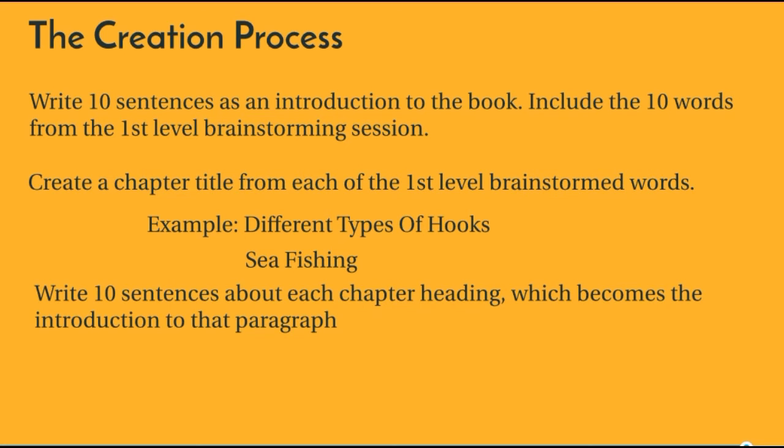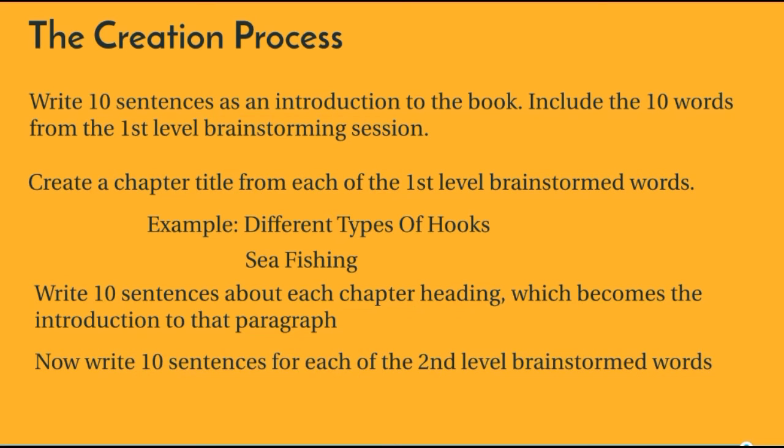Now we have chapter headings, write 10 sentences at the beginning of each chapter, and a further 10 sentences for each new word associated with the chapter titles. These are the second level brainstorms. The total sentence count will start to look something like this.